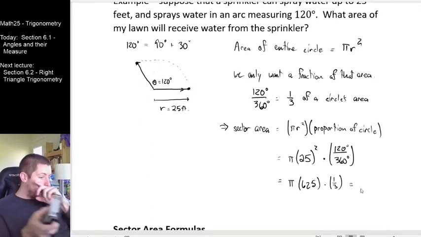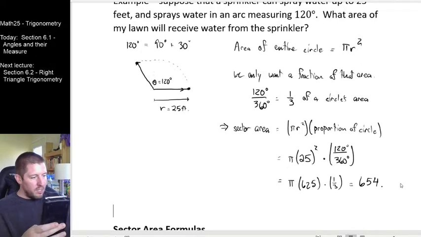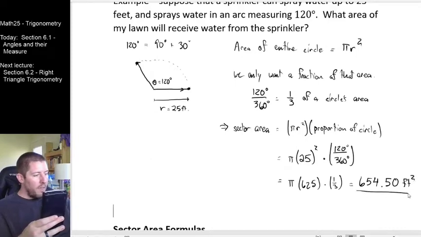And so if I go to my calculator, I can do 625 divided by 3, and I'm going to multiply that by pi, and it looks like I'm getting very close to 654.5. I just yelled at you for 2 decimal places, so I'm going to do that. If I'm rounding appropriately, it should be 654.50, and this will be square feet of the lawn that's associated with this.